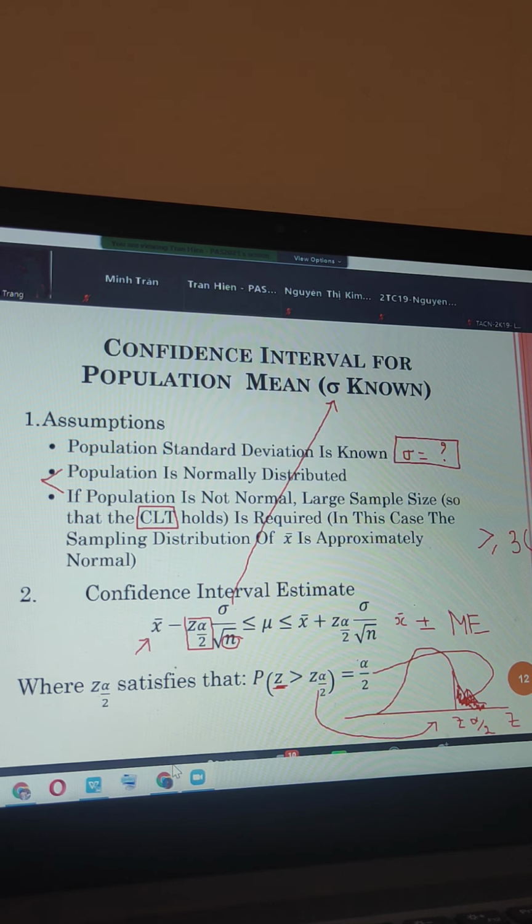Okay, so we can completely find the interval, right?